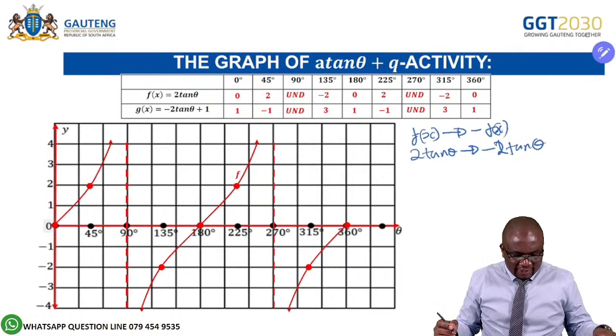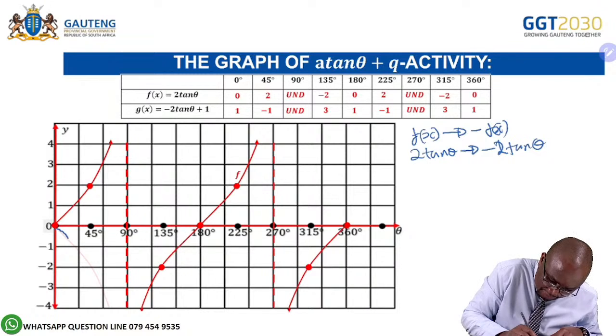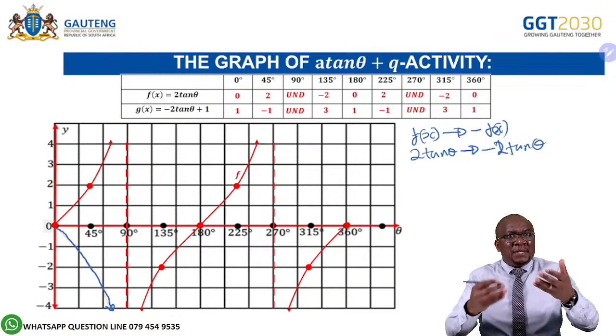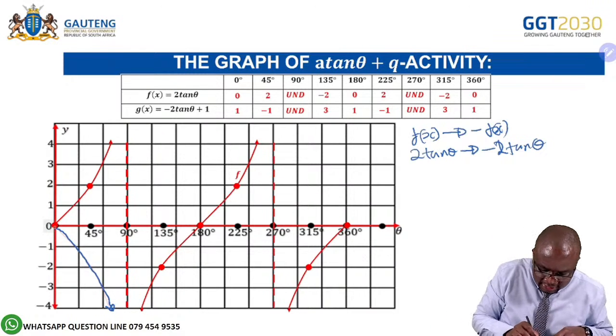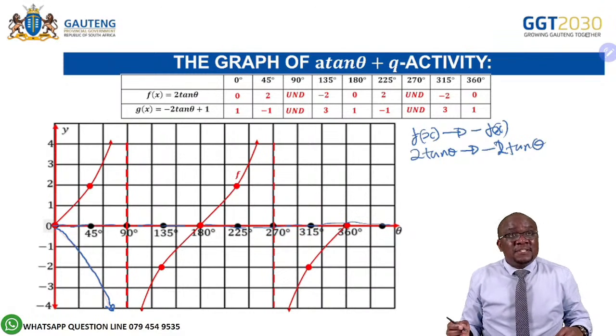Okay, let me reflect this arm. You see? Let me reflect. I have reflected this one. Let me show you. Maybe it's too faint here. You see this arm here? It's a reflection of that arm there about the x-axis. It's the mirror image. This one is our mirror. It's a reflection. You see that?